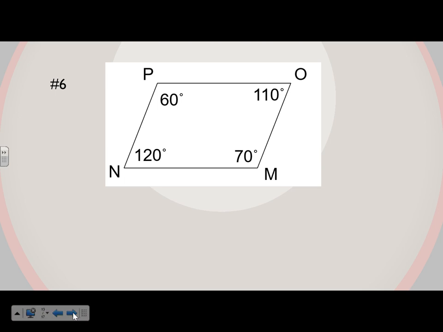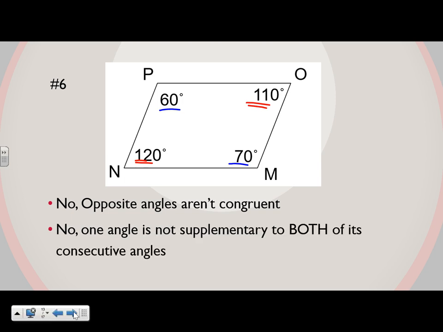And this one, go ahead, pause it. This one is no. There's two ways to explain this one. The way I would have noticed is that the opposite angles are not congruent. 60 is not congruent to 70, and 120 is not congruent to 110. That's one way to explain, but also some of you might have noticed that one angle is not supplementary to both of its consecutive angles. So 120 and 60 is 180, that's great, but 120 and 70 is not 180, that'd be 190. So either of those is fine.